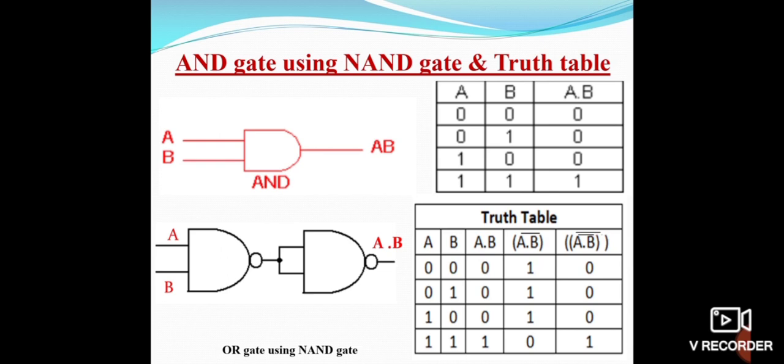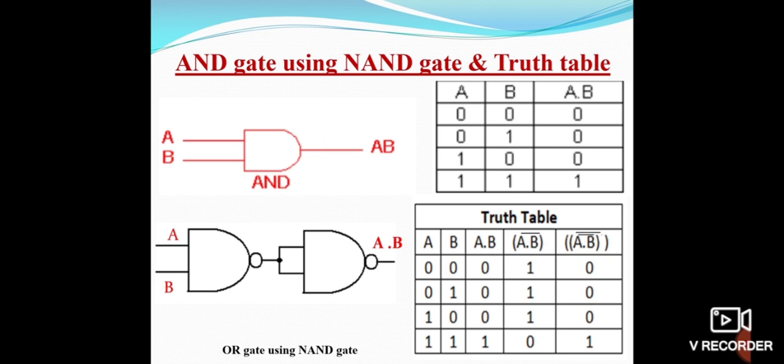Next, AND gate using NAND gate. This is the logic representation of the AND gate, and this is the truth table that we studied earlier. And now we are going to construct an AND gate using NAND gates. So here we use two NAND gates. In the first NAND gate, A and B are the input, and the second NAND gate's output will be A dot B. So we are going to check the truth table.